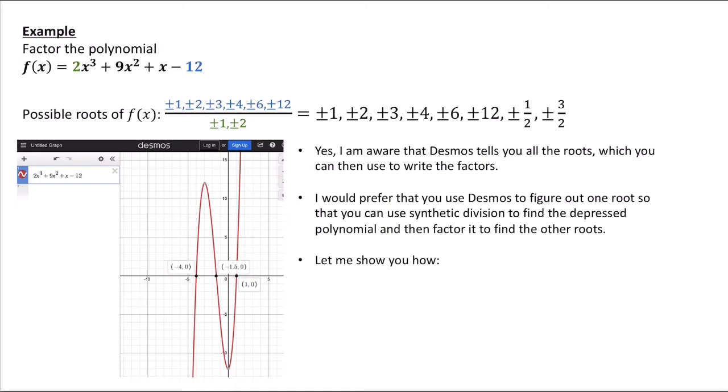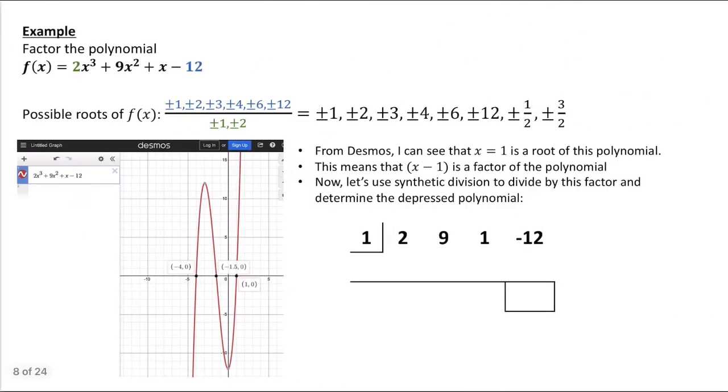So as a shortcut, I'm saying, well, instead of doing synthetic substitution 15 times, use Desmos and then use it to figure out one root, okay? So from these three, you can say, okay, well, maybe -4 or 1. I think it's a little bit better to pick one of the ones that's integers, just because whatever we pick, we're going to do synthetic substitution. And I prefer to use synthetic substitution with integers. Okay, so let's suppose that I pick the root of 1, okay?